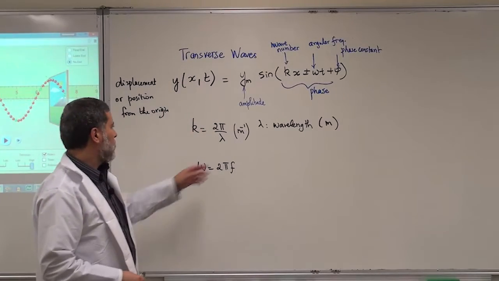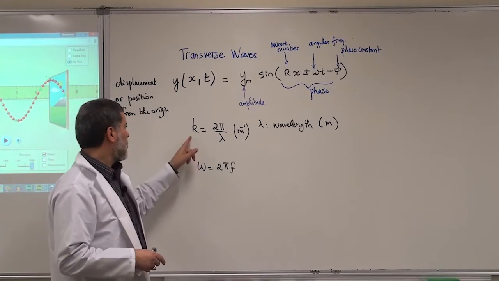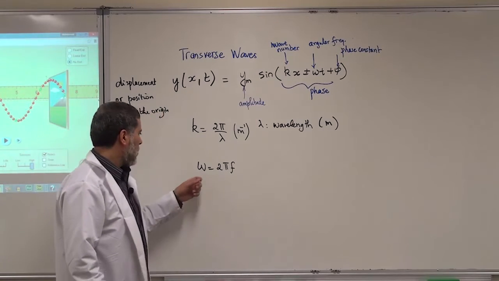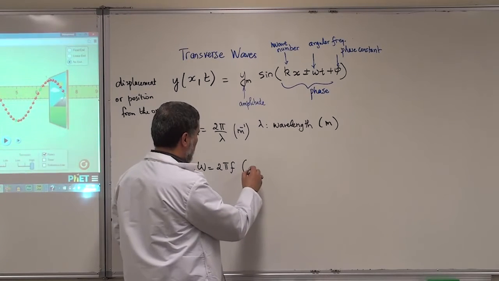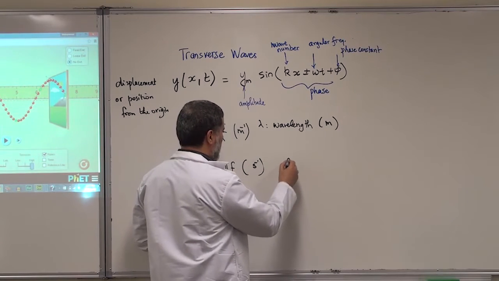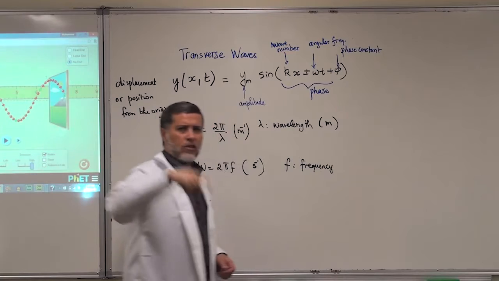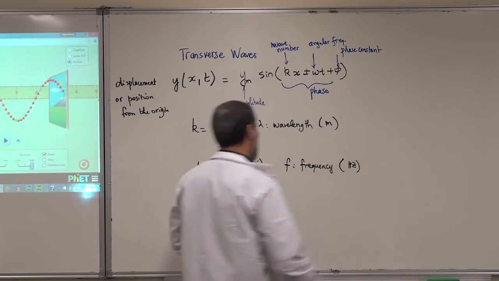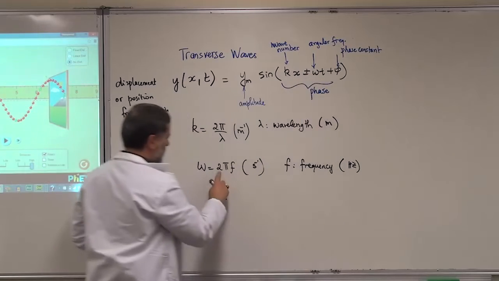So we talked about the wavelength, which is the distance between two identical points on the wave. We talked about the wave number, which is the number of wavelengths you have in 2 pi meters. Now we talk about the angular frequency and the frequency. The angular frequency has units of second minus 1 or radian per second, and f is called the frequency, defined as the number of oscillations per second. The units is hertz, and omega is called the angular frequency, which is 2 pi f.